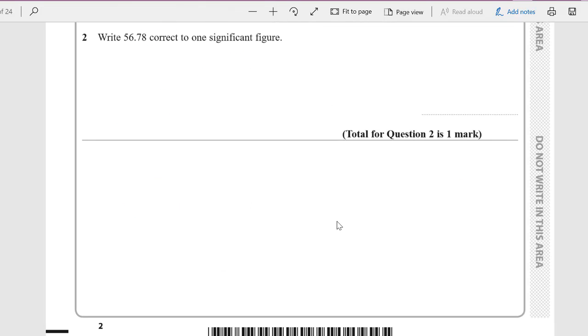Question 2 says, write 56.78 correct to one significant figure. So we can see that the number 6 is above 5, of course, so we can round up. So 60.